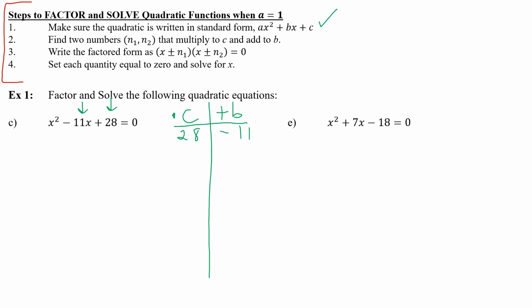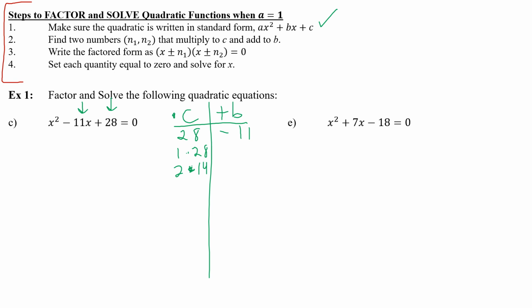Big difference there. In the previous example, I believe they were all positive. Here, b is actually negative 11. All right, so factors of c. We have 1 and 28, always the simplest one. 2, if we divide 28 by 2, we will get 14. So 2 and 14.